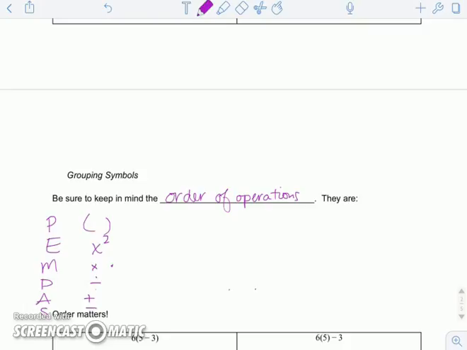So you start with your parentheses and simplify inside. Then you look for an exponent and move to the exponent. Multiplication and division, these ones you can go left to right, or you can start with multiplication and do division. And the same for addition and subtraction. These ones are interchangeable, whichever one comes first, but you should get the same answer if you do it the other way as well.